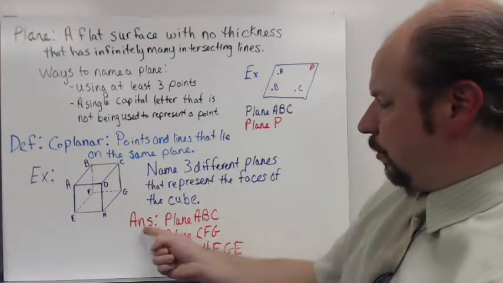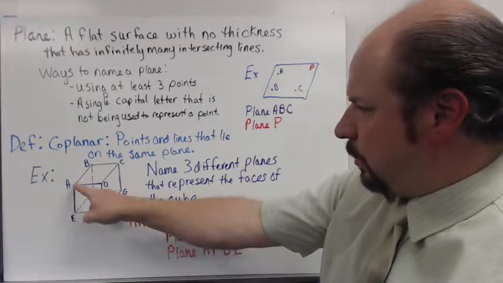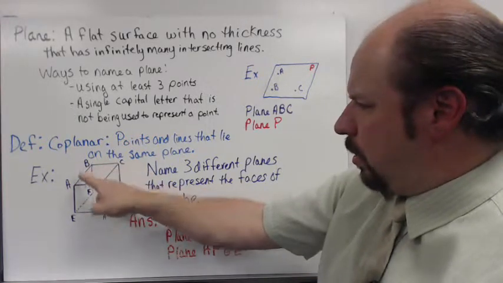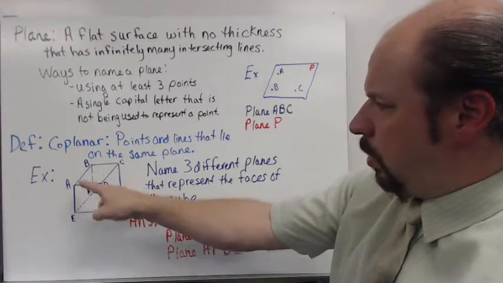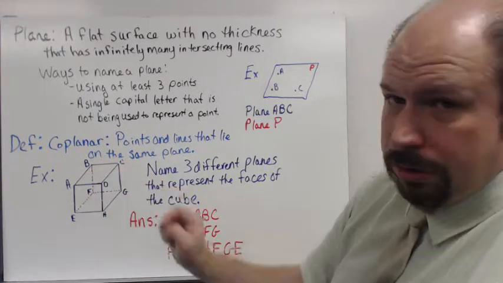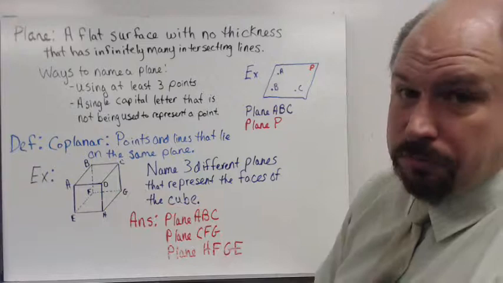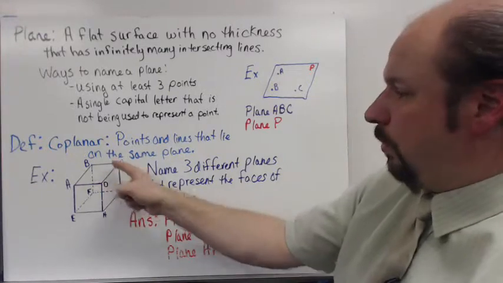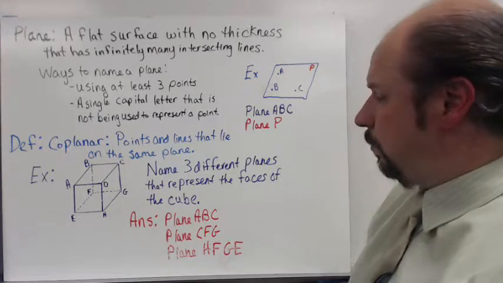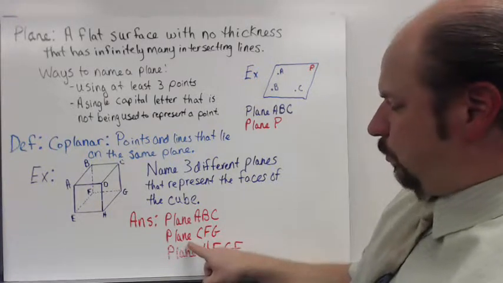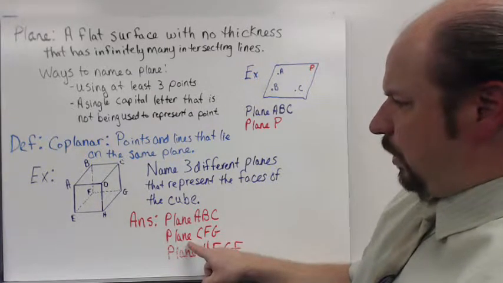So in my answer, first I chose plane ABC. So here is ABC. Notice that is 3 vertices of the top of the cube. So plane ABC. We could have named it plane ABCD. I just chose to use 3 of the 4 letters. We don't have to use all 4. We can just use 3. The next one I chose was plane CFG.